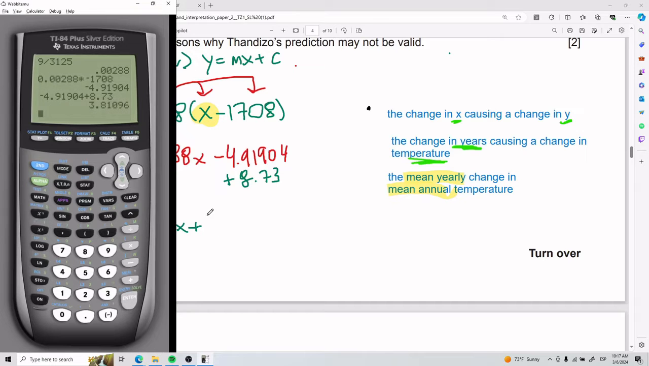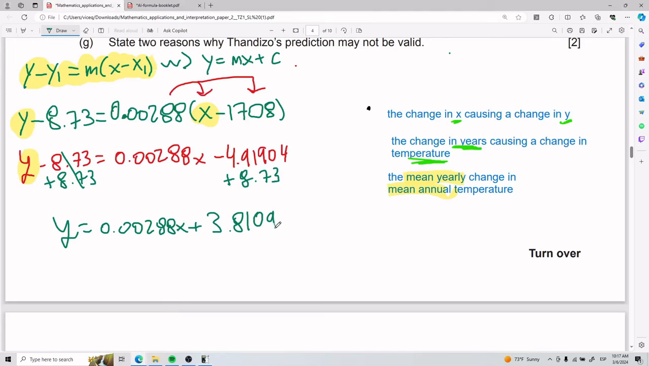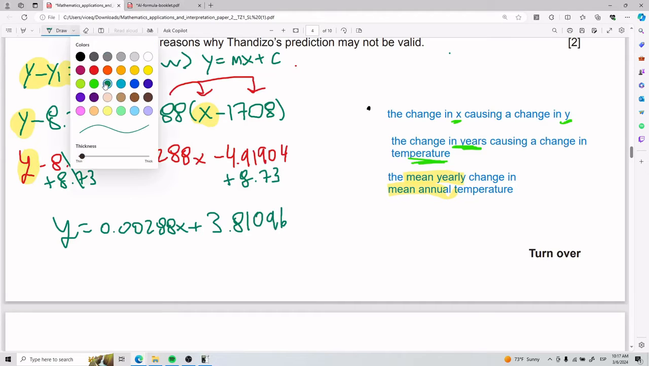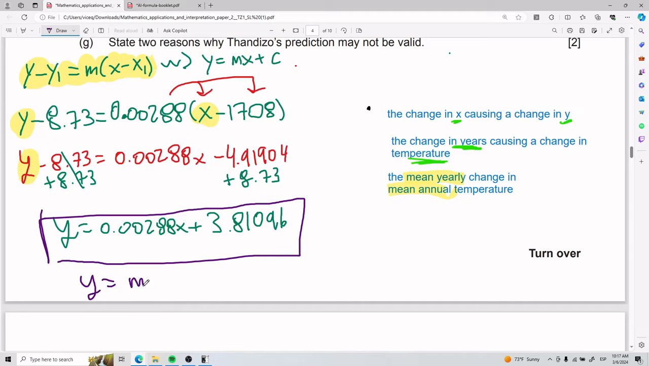Lo and behold, plus 3.81096. Does this look familiar, you guys? It damn better look familiar because this is just the same as y equals mx plus c. So what's my y-intercept? My y-intercept is 3.81096. And my slope, well, my slope is right here.